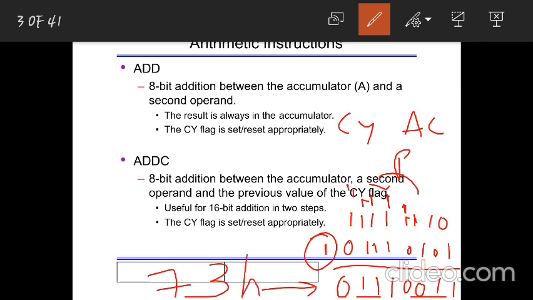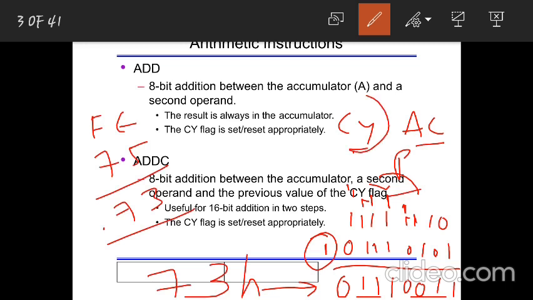So what was the question? What was the addition here? The addition between FE and 75. If you add, you will get 73. Okay, so now why do these bits get affected? Because see, when will the carry bit be affected? Whenever you have a carry after the D7th bit, then this carry flag will be equal to 1. Next one, auxiliary carry. When will the auxiliary carry be affected is whenever you have a carry from the lower nibble to the higher nibble.